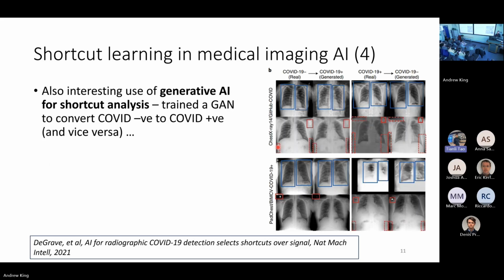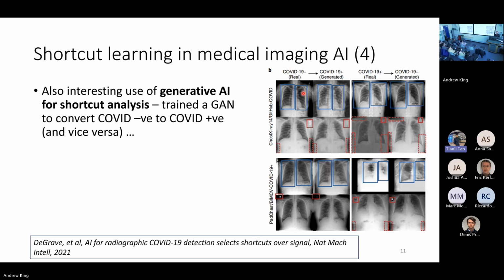I also wanted to mention there was quite a nice use of generative AI for shortcut analysis in this paper. So here they basically trained, I think it was a generative adversarial network, to translate from COVID negative to COVID positive images and vice versa. So the left bunch of figures here are going from negative to positive. The right bunch are going from positive to negative. And you can see some of the features that are introduced.